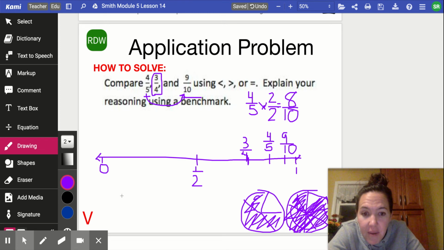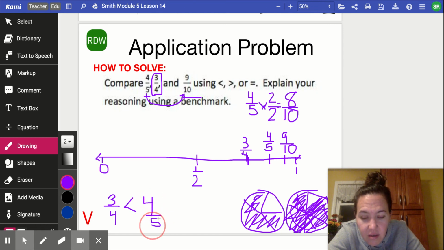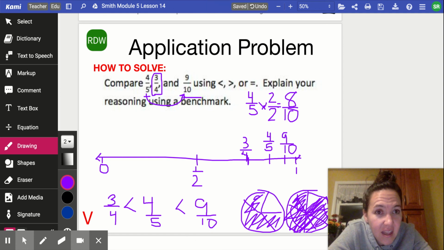All right, so let's think about how we can do this. We're going to order them from least to greatest. 3/4 is less than 4/5, which is less than 9/10. Tricky problem today. And if you didn't get it, that's okay. Today you just have to grow your fraction comparing brain.